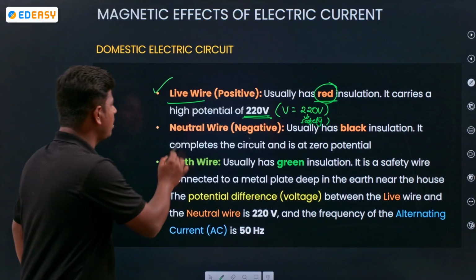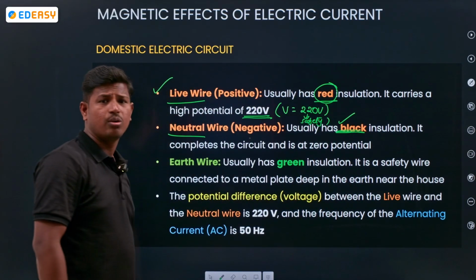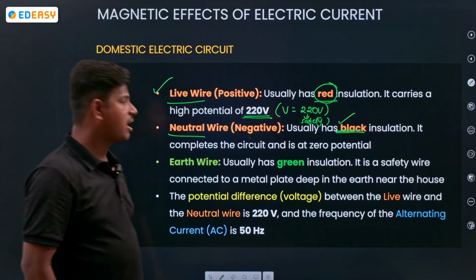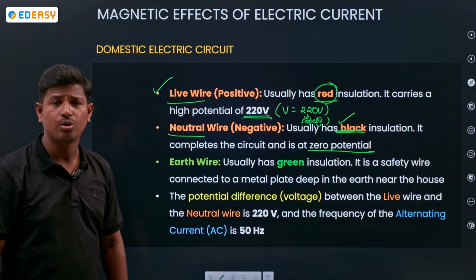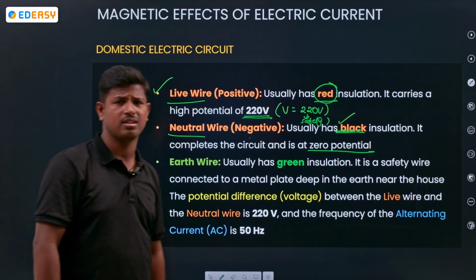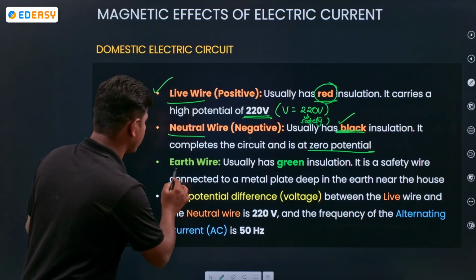Okay, neutral wire. What is the color? Black color. And what is the potential it has? Zero potential. Neutral means nothing is present. It's a zero potential.